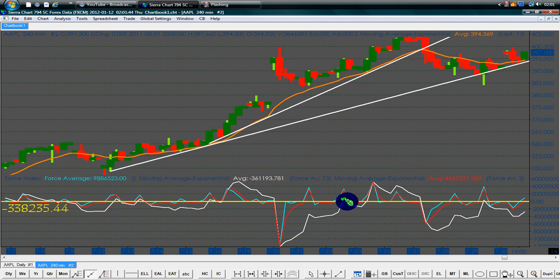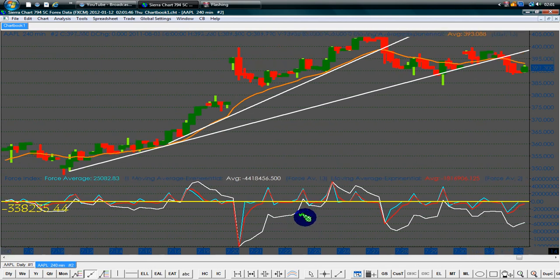We are on the 4-hour chart of Apple stock. It went below the 0 line here, and some traders may say that it's bearish, but look what happened. The price gapped up here. This is a distortion, because the price gapped up and the indicator couldn't catch up with the price. In fact, it just went down.